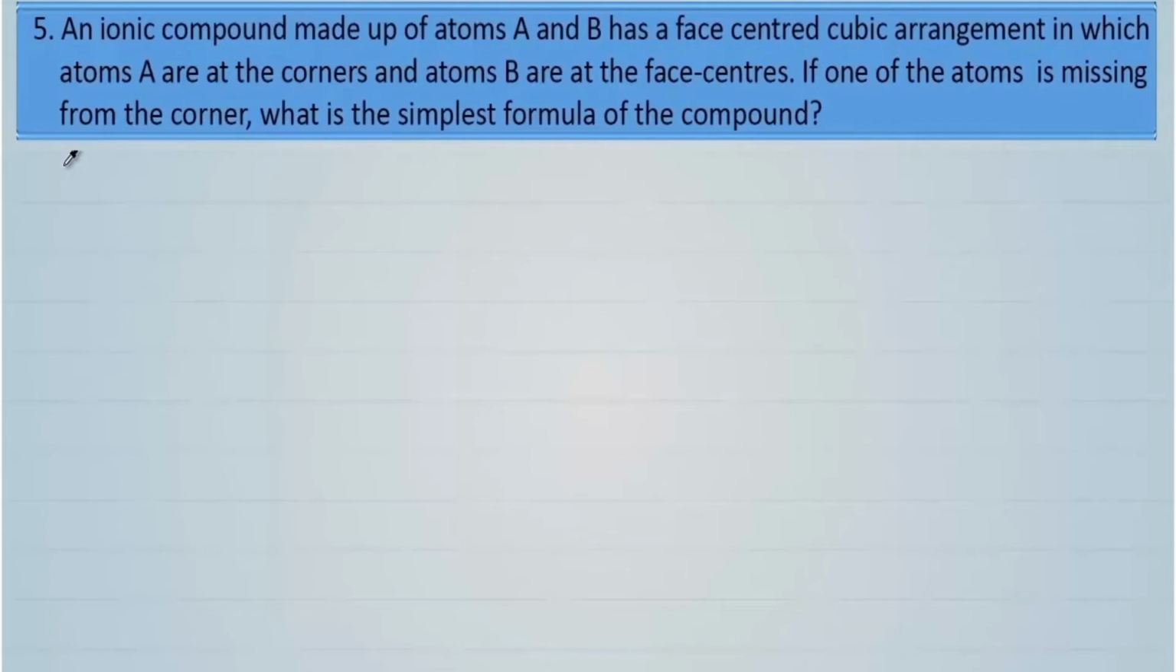Question number 5. An ionic compound made up of atoms A and B has a face-centered cubic arrangement in which atoms A are at the corners and atoms B are at the face centers. If one of the atoms is missing from a corner, what is the simplest formula of the compound? Now let's do the solution.